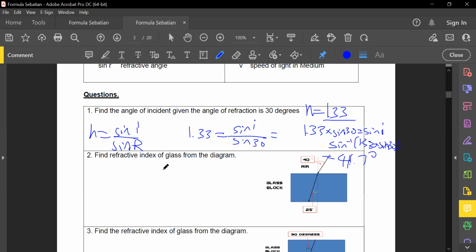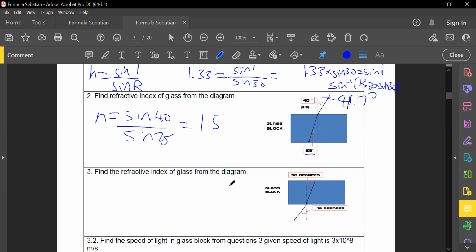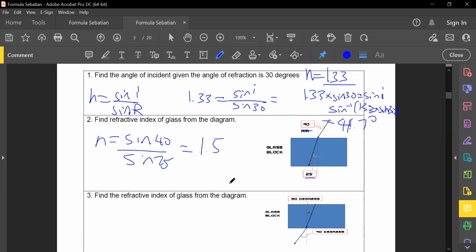And after that, find the refractive index of the glass from the diagram. This is 40 and this is 25. Obviously, you're supposed to use n equals sine 40 divided by sine 25 here, right? Press that into your calculator and you'll get how much? 1.5. Exactly, 1.5. Nice. I don't know the calculation, but I know the working because I don't have the calculator. All of you guys go do it yourself.